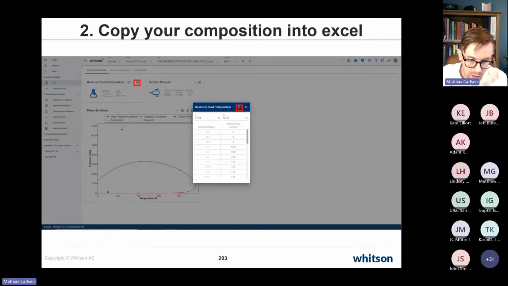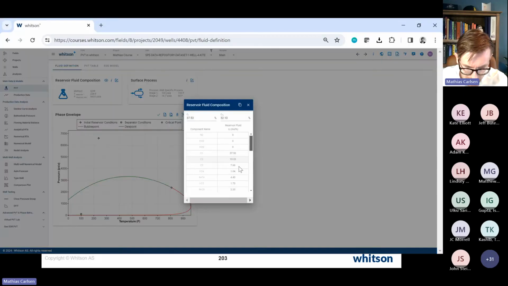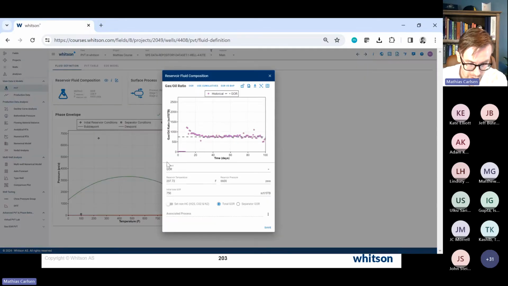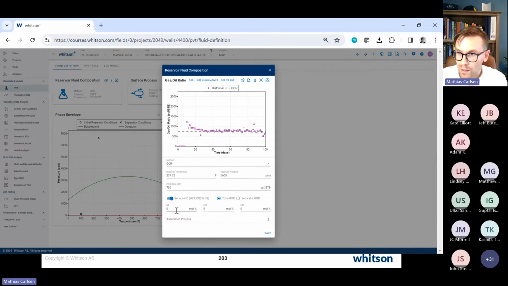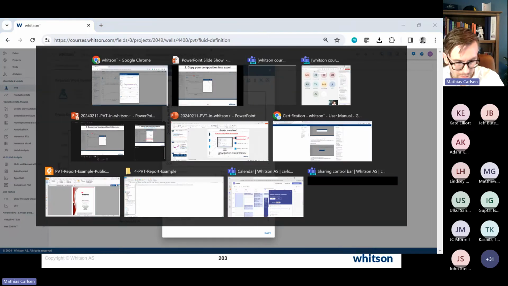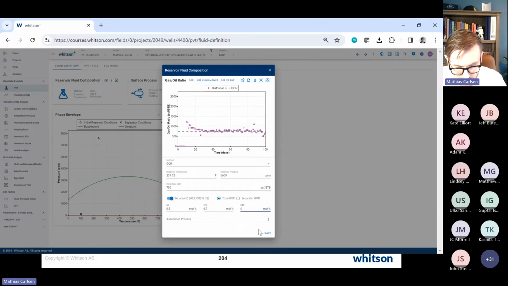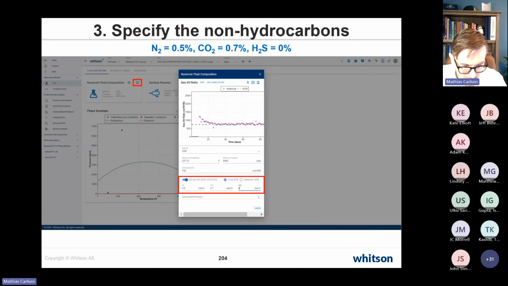But what we would like to do now, so this is how you view the composition. Click this button, view the composition. We realize, okay, these are 0. So if you want to set those, you go back in here and you see, okay, I would like to set the non-hydrocarbon compositions. Then we can make that 0.5, 0.7, and then I think it was 1 we had here? I'll just keep it 0, the last one. And then we can rerun the calculation.